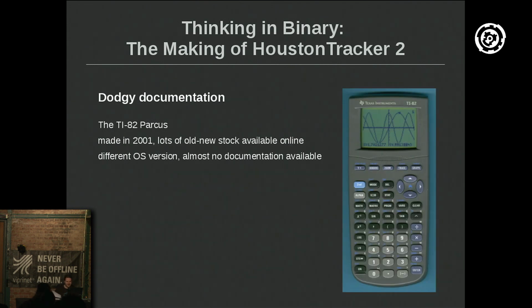For example, this is my very special friend. This is the TI-82 Parkus. It's the last of the TI-82 series. It's made in 2001. And it's actually a very common model. These did not sell well, so nowadays you get a load of them on eBay. And the thing is, it has a slightly different operating system. It has quite a bit of differences in hardware, and there's literally almost no documentation on this thing.